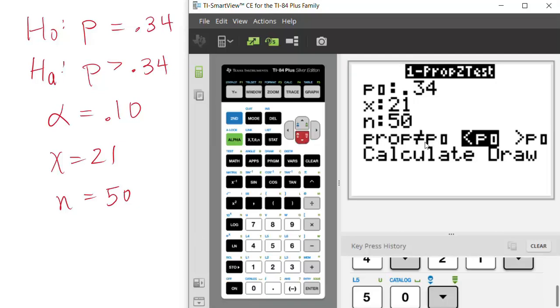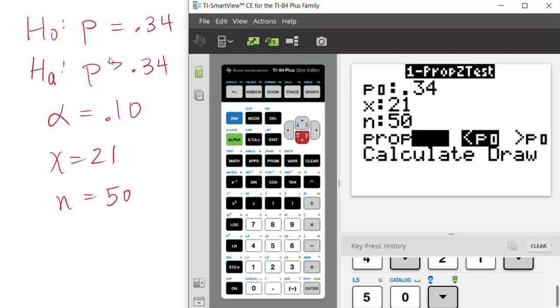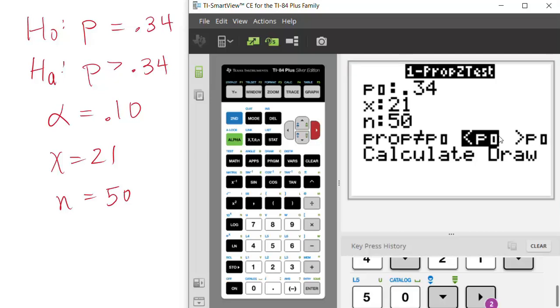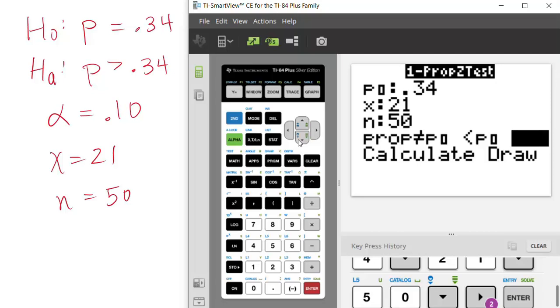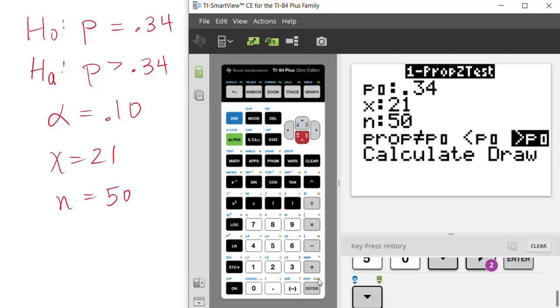This last input allows you to choose the symbol in the alternative hypothesis. Our claim is that the proportion is greater than 34%, so we want to choose the greater than symbol, which is the last one. So hit enter on that last option. Scroll down to calculate, hit enter.